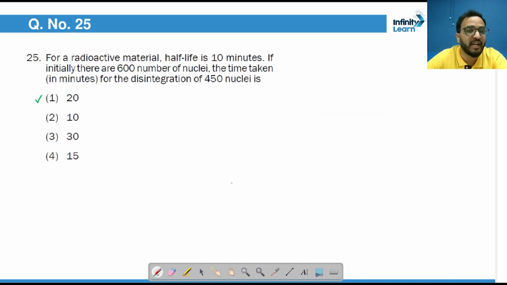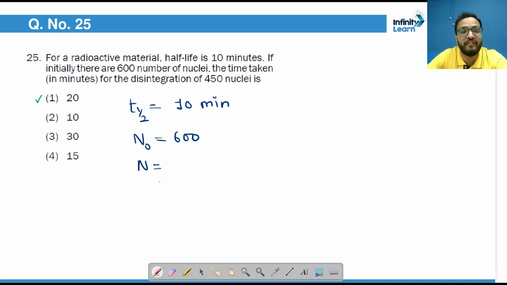Now, for a radioactive material, the half-life is 10 minutes. Half-life, that means T half is 10 minutes. What they are asking is, if initially there are 600 nuclei, how many nuclei are there? So N naught is 600. If 450 have disintegrated, then how many are remaining? 150 nuclei are actually remaining right now.